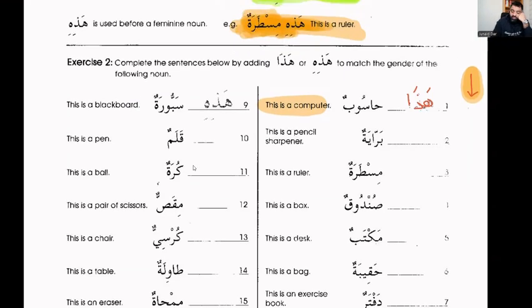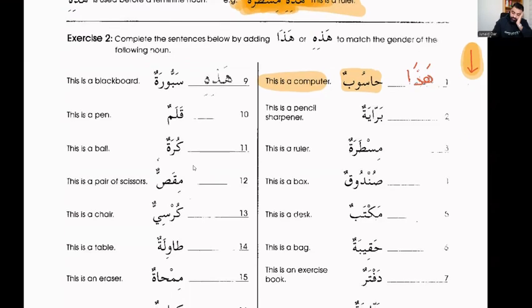Look at it again. هذا حاسوب. Yeah, that's it. Yeah, there's no tune there. Good. Okay. Go to number 3. Okay, so Mihak, you got number 3. مسطرة. So I want to say this is a ruler. Oh, هذه. Very good, mashallah, good. So هذه مسطرة. That's it.